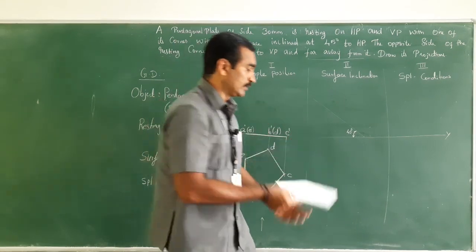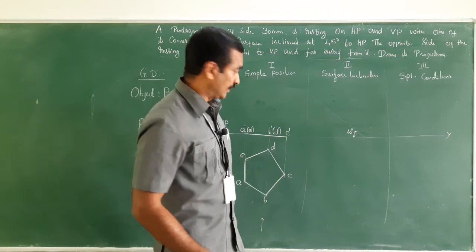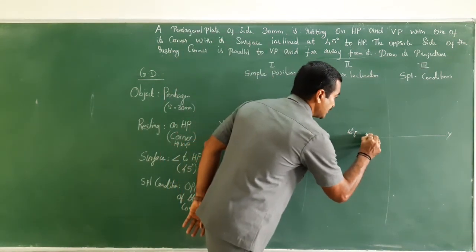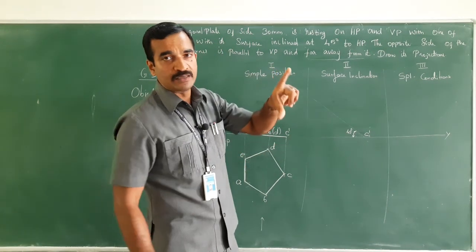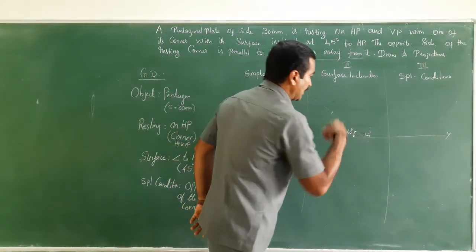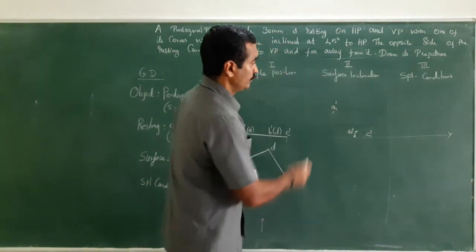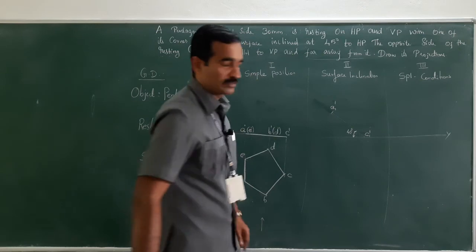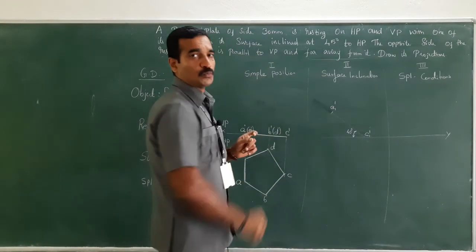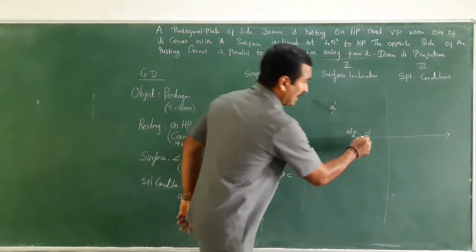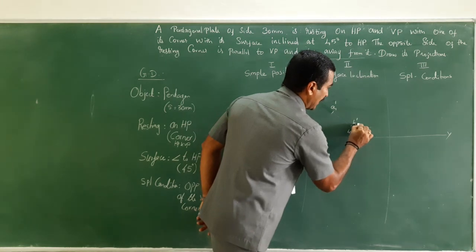So this point is on the XY line, on the HP. So C, so C1 dash. Now measure the distance between A and C in your compass. Keeping at C, cut an arc. This extreme point would be A1 dash. Remove the unwanted lines. Now measure the distance from C to B in your compass. Keeping at C, cut an arc. This could be B1 dash and D1 dash.